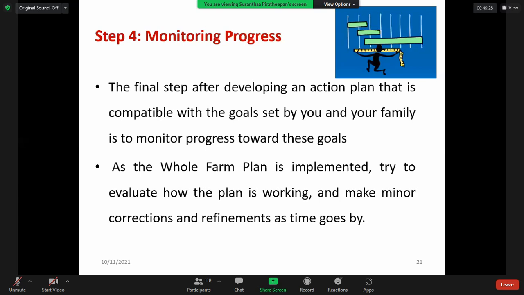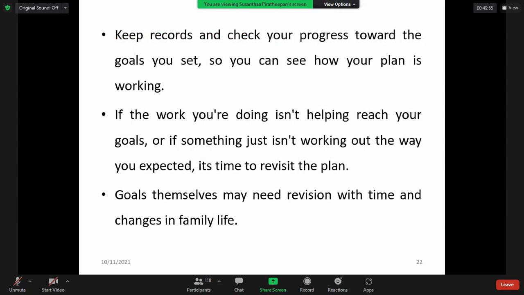So if you implement those plans, you want to monitor your working plan, and if you find minor problems, you can correct them and develop a better plan than the previous one, and you can have a good profitable farm. The major thing in farm planning is that you should keep records, and the records help us check our farm progress. By checking the records, we can make sure whether our farm is running towards our goal or not.